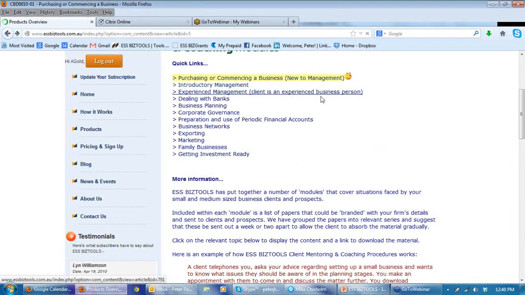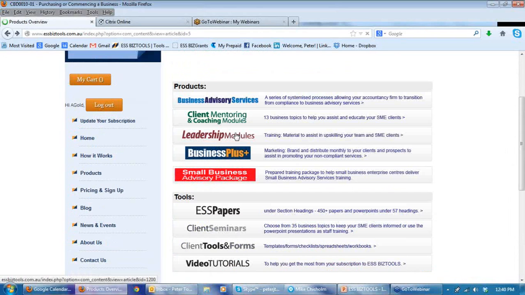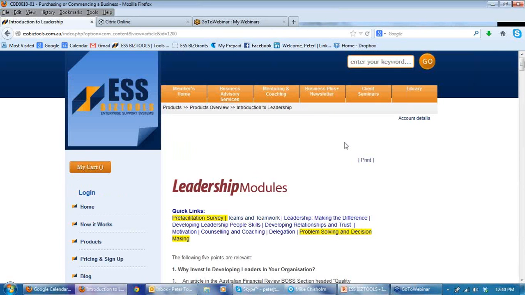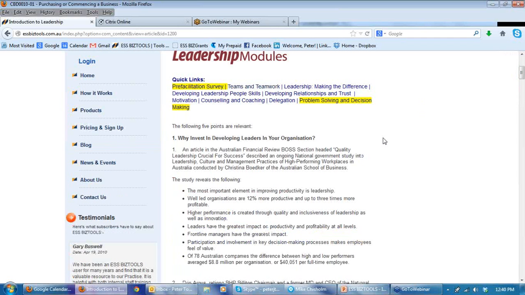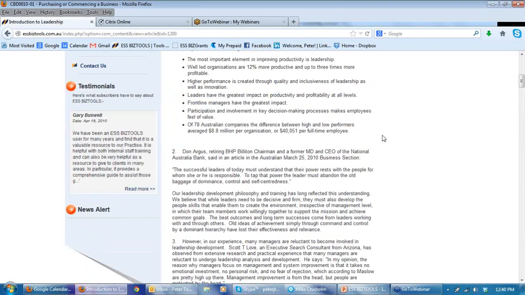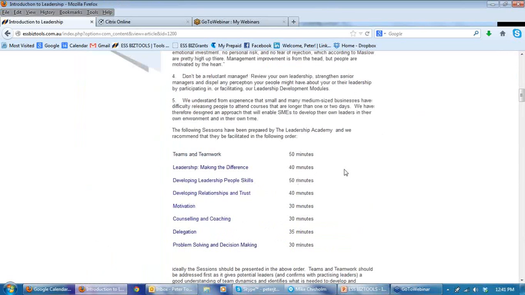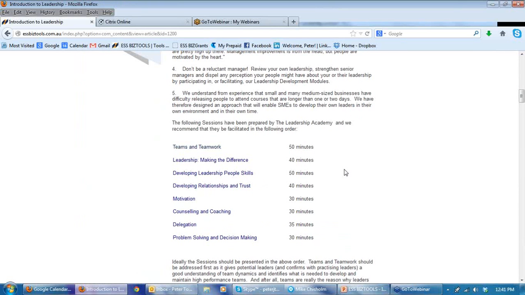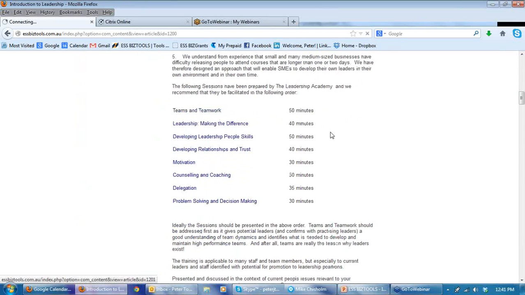Leadership modules. Presented looks slightly different, but there's some introduction material there that Peter McDougall's written. There are 9 modules. The suggested presentation times are there. They're preferably presented in the order that they're listed there.